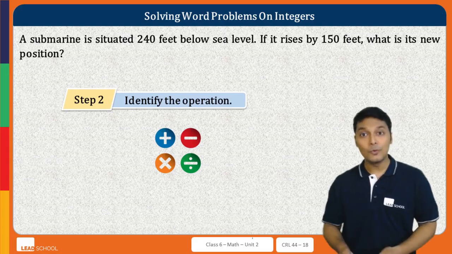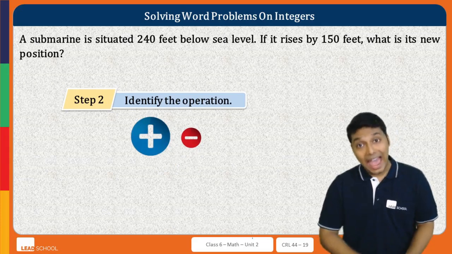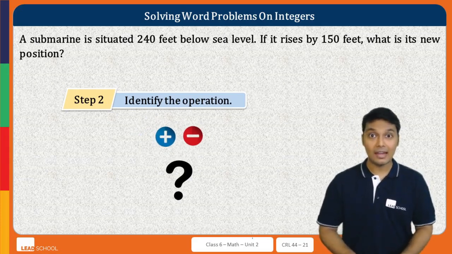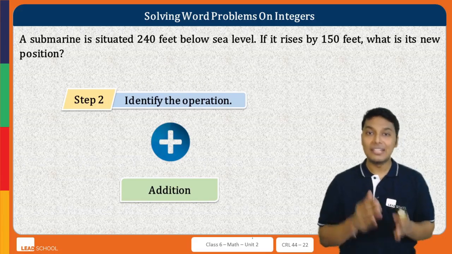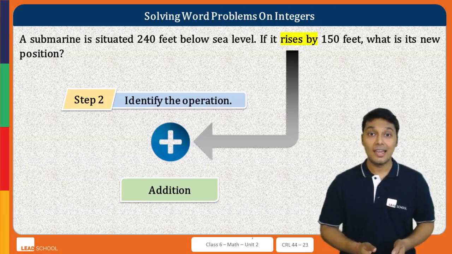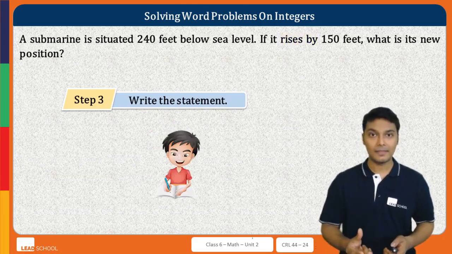Now, step 2 is to identify the operation. Should we add or subtract, and why? Clearly, we will perform addition in this case, as the word "rises by" indicates addition.